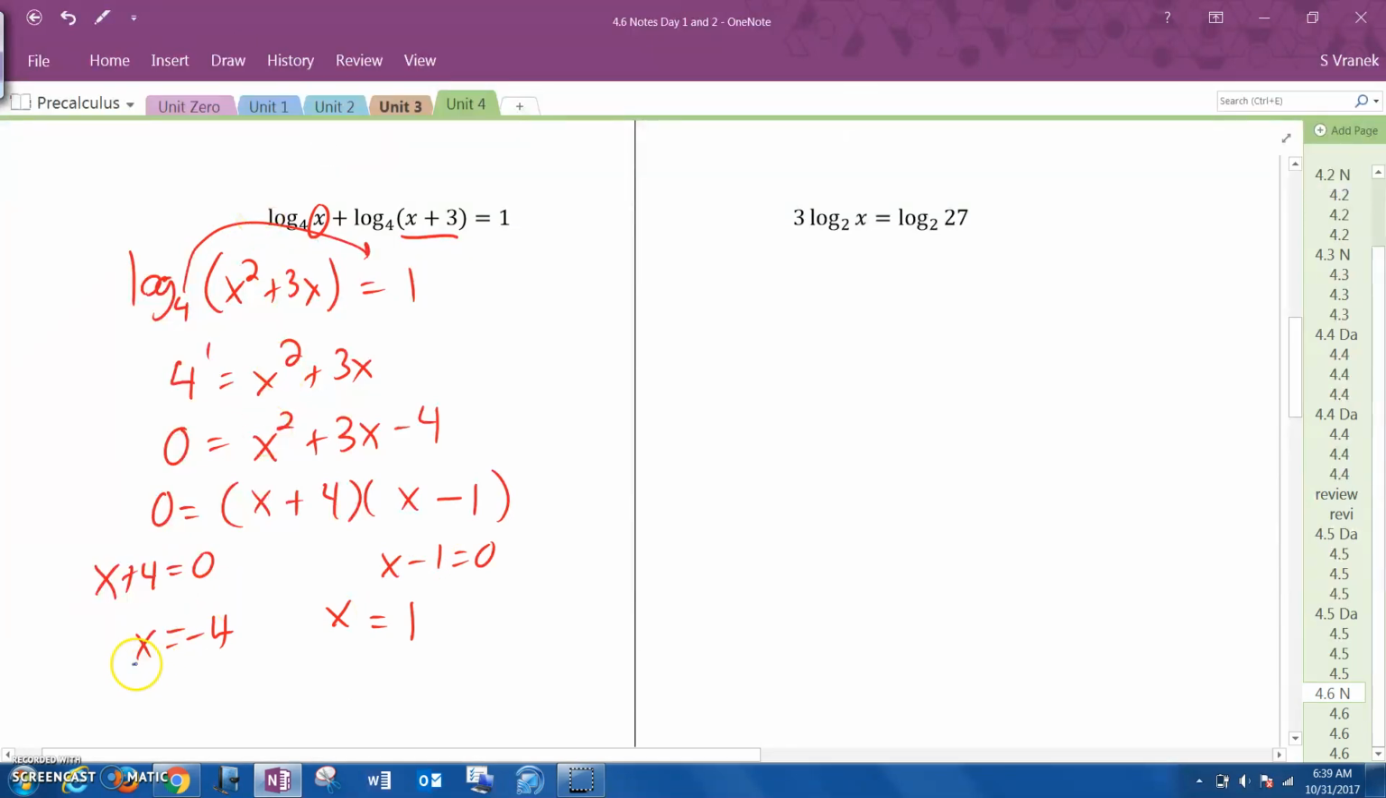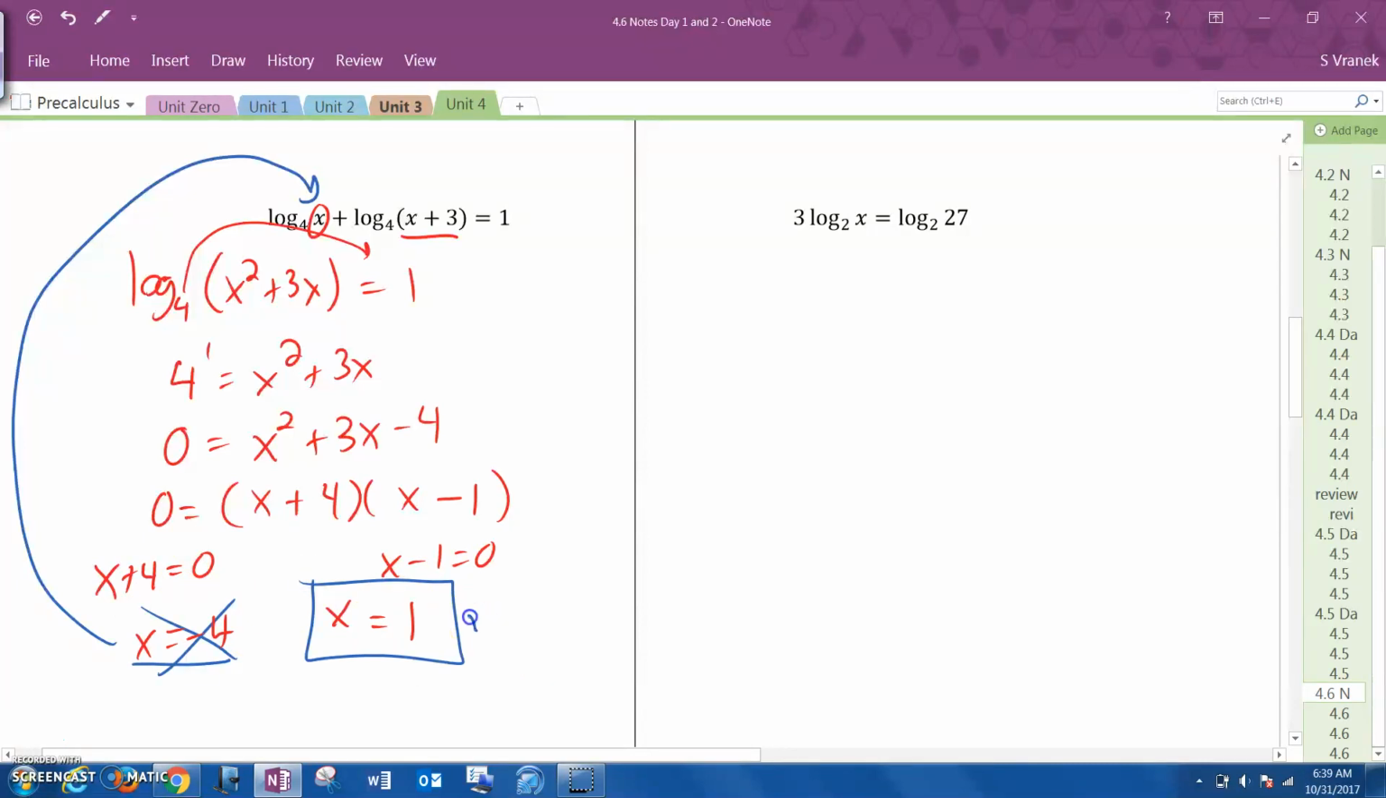If you put this -4 into here, you have a negative value for both of these. So -4 doesn't work. It's not in the domain. However, 1 is fine. So 1 is the only answer for this problem.